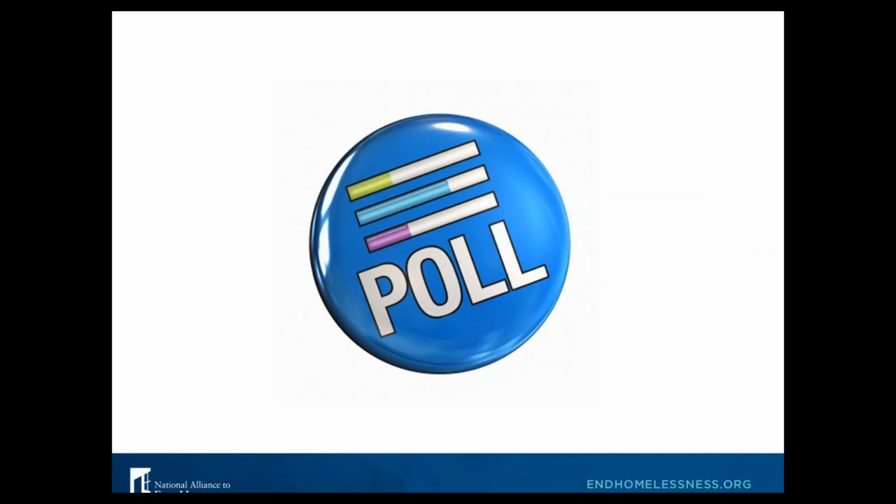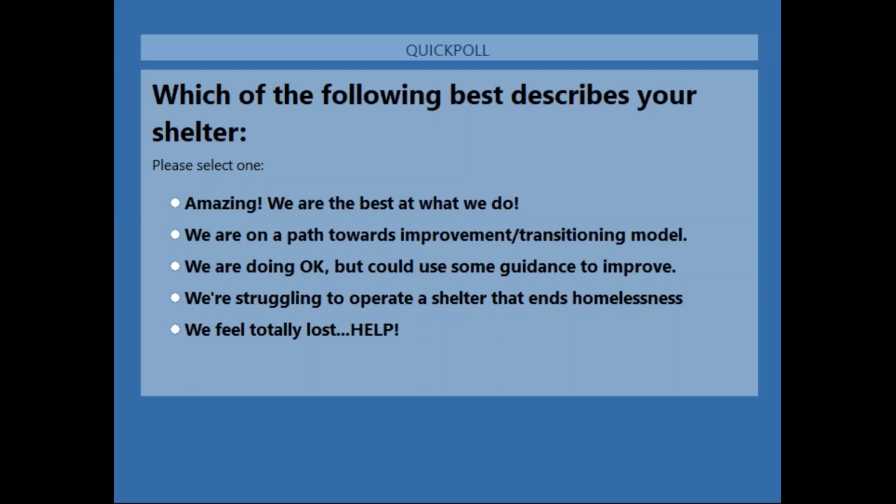We'll cut over to one more poll. I'm going to ask you, which of the following best describes your shelter? Are you amazing, the best at what we do in your community? Are you on a path towards improvement? Are you feeling like you're doing okay, but you could use a little bit of guidance? Are you struggling to really be able to operate a shelter that can end homelessness and serve those who are the hardest to serve? Or are you feeling totally lost and could really use some help? All of these are totally acceptable, and no matter where you're at, we're happy that you joined us today. About half of you have voted, so I'll leave this open for another few seconds while some more votes come in.